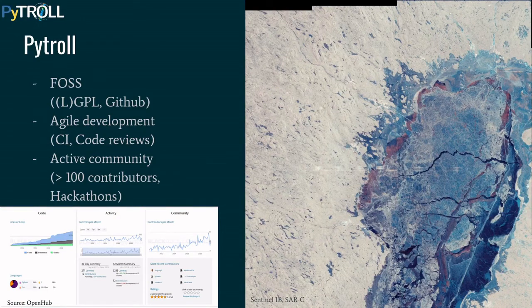Pytroll leans toward agile development. We use continuous integration, code reviews, clean coding. We have an active community. We have more than 100 contributors and we run biannual hackathons. As you can see on the graph below, all the indicators are good.